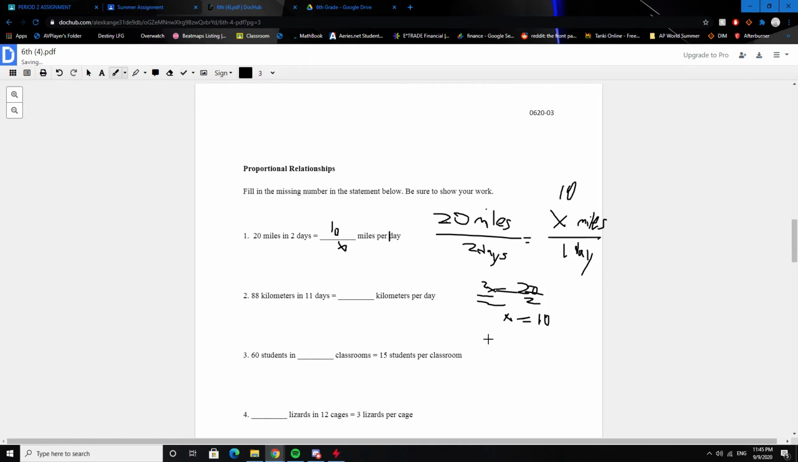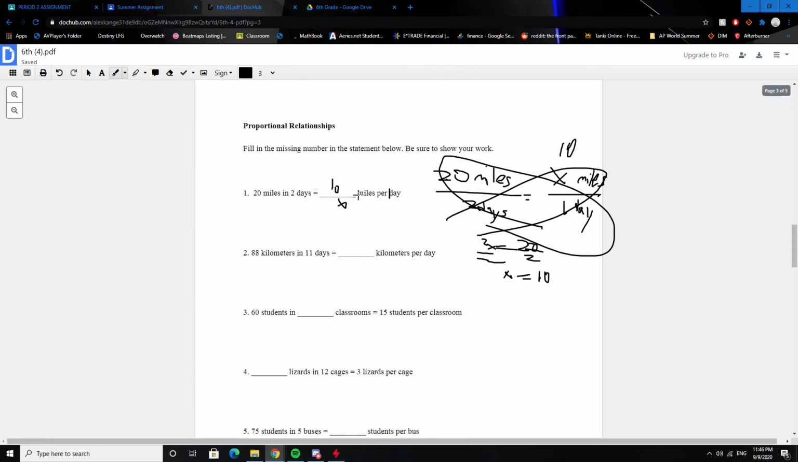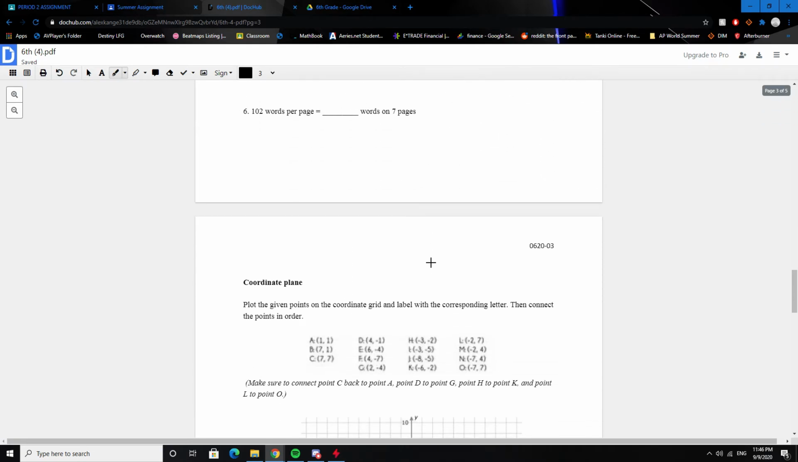But in questions that are a little harder, you can do the more formal way where you cross multiply and get this equation and then solve for x. But that's if the numbers are harder and it's a little more awkward equation.